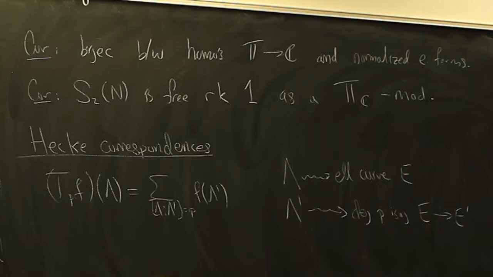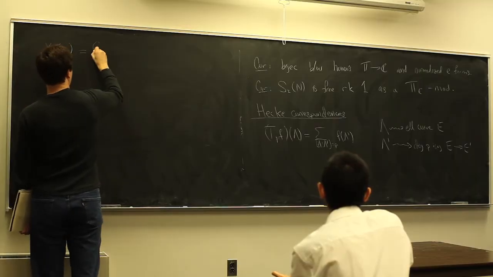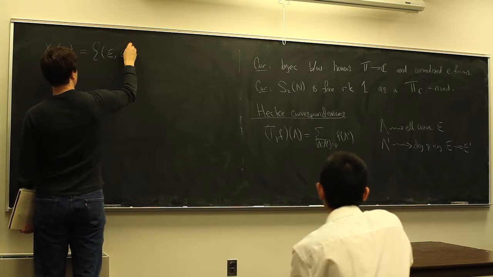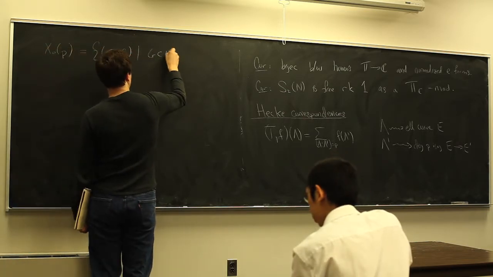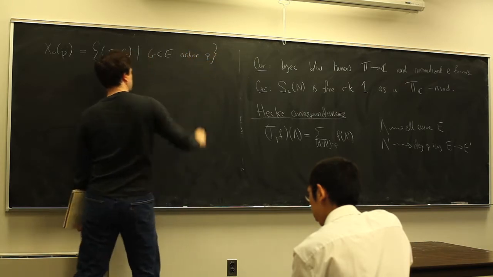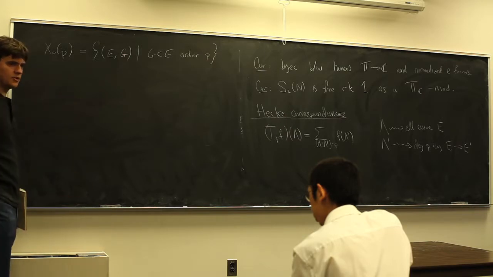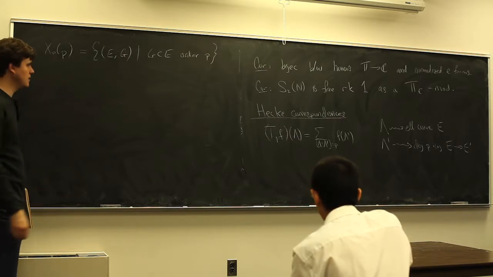So if you remember, we defined X_0(n). Let me just use p for the moment. So X_0(p) was defined as the set of elliptic curves with a subgroup G, where G is an order p group. But giving an order p subgroup is the same thing as giving an isogeny of degree p.